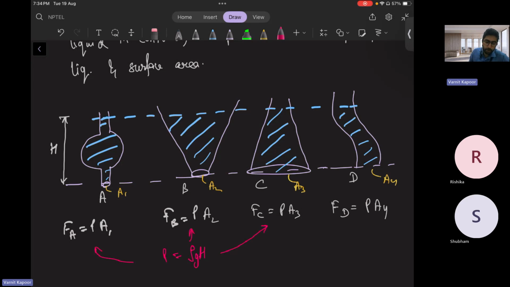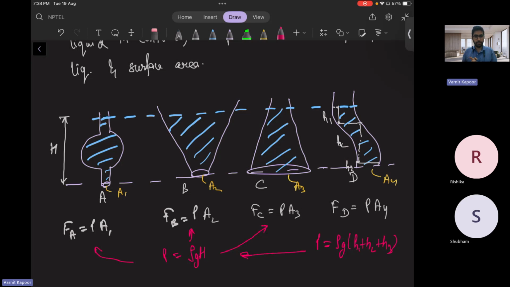Okay. But here, if I want to see what will be the pressure, it will look something like this. You go from here, vertical depth. Again, you go from here, vertical depth. Go from here. So this is H1, H2, H3. So pressure here is rho g (H1 plus H2 plus H3), and this is eventually nothing but your rho g H only. H1 plus H2 plus H3 is H.